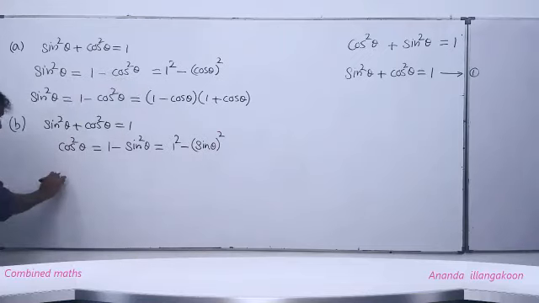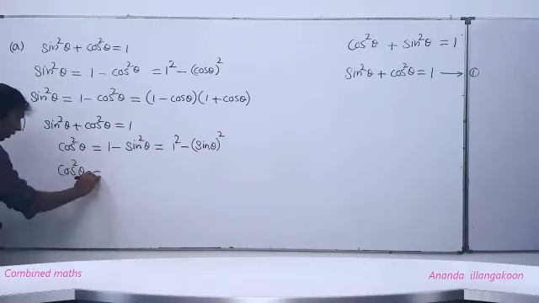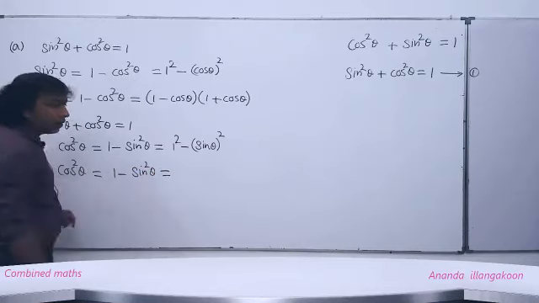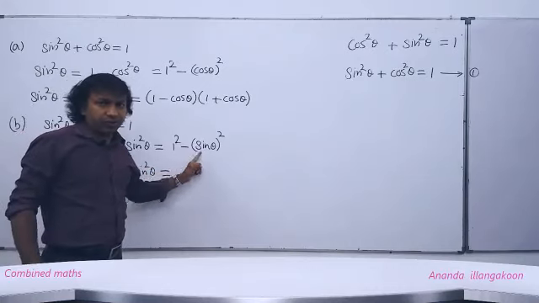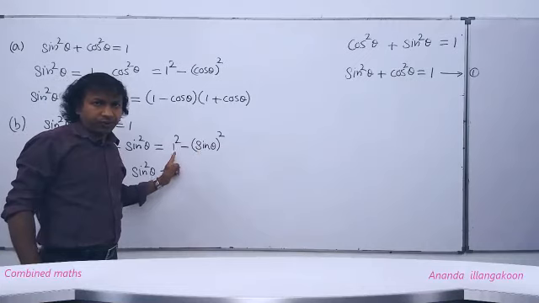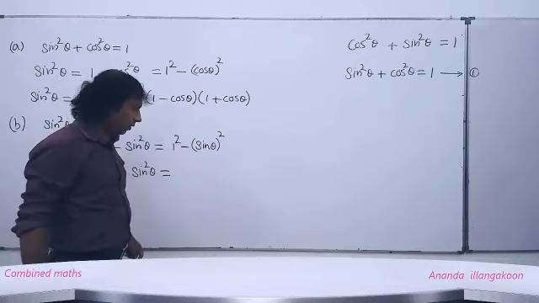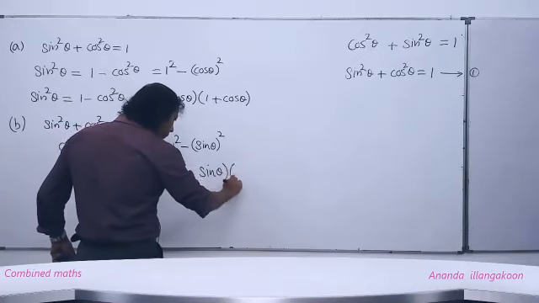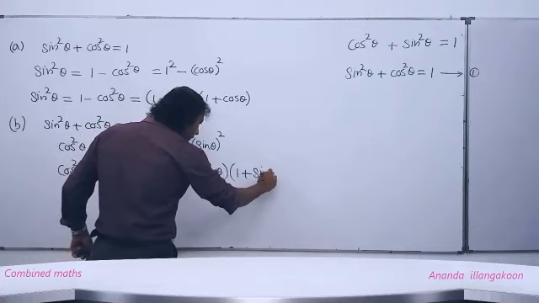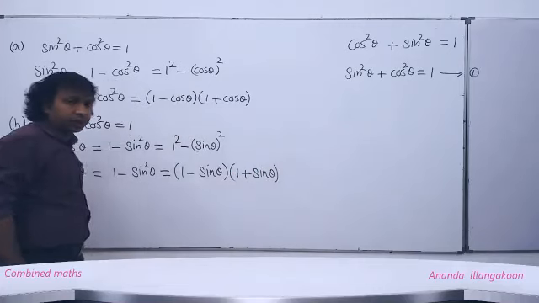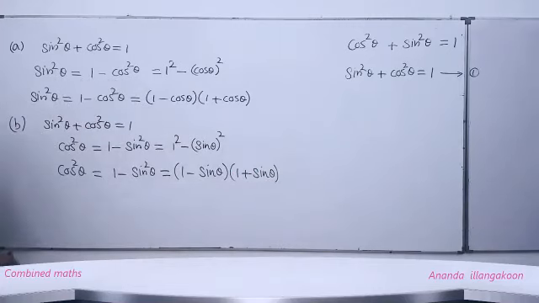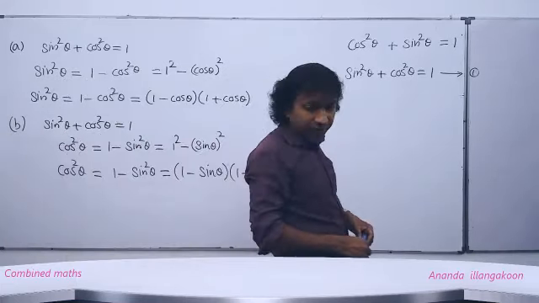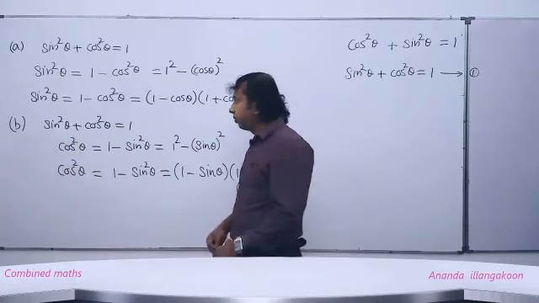Now the next step, we can write cos square theta is equal to 1 minus sine square theta. And here you can factorize this using the difference of two squares: 1 minus sine theta into 1 plus sine theta. Right. This way, people, we can take down two sub formulae using number 1. They are very important. Take those two, people.